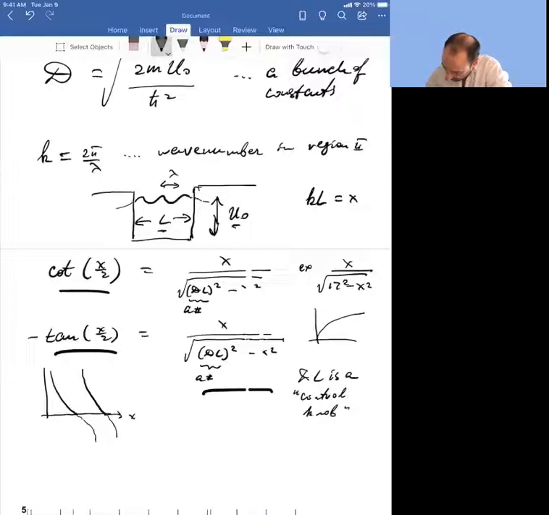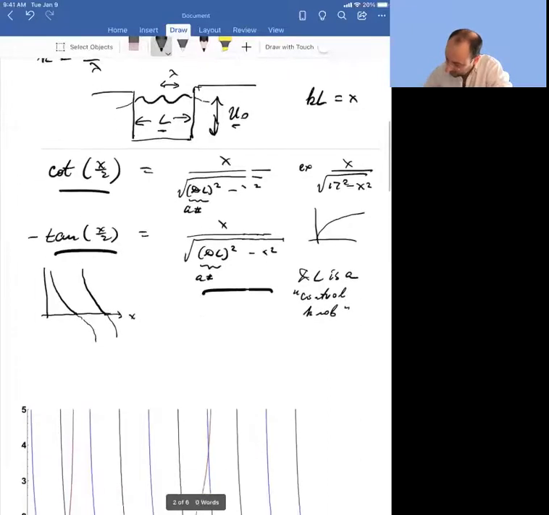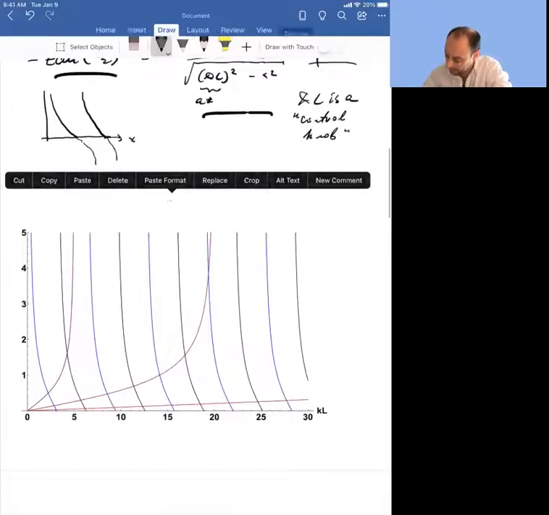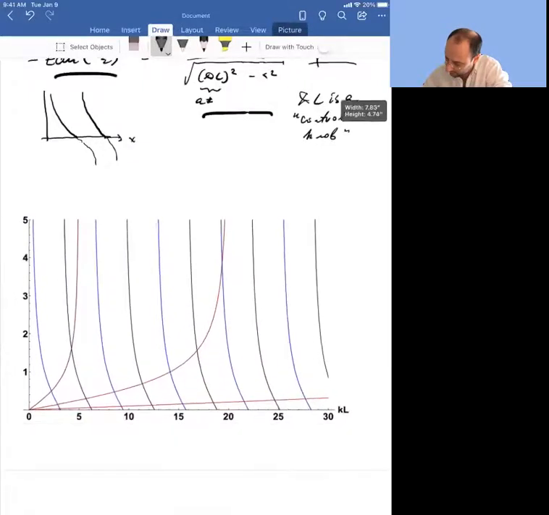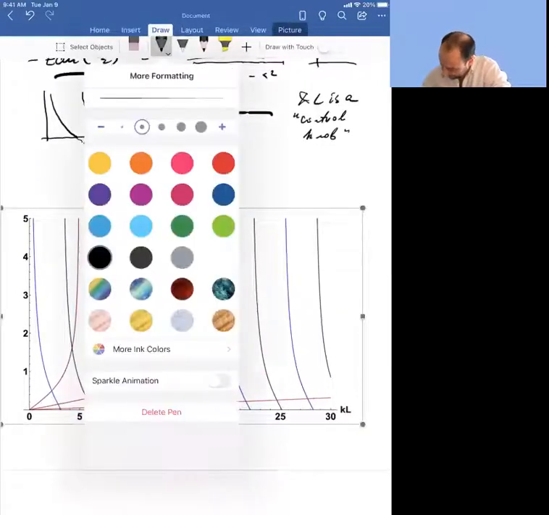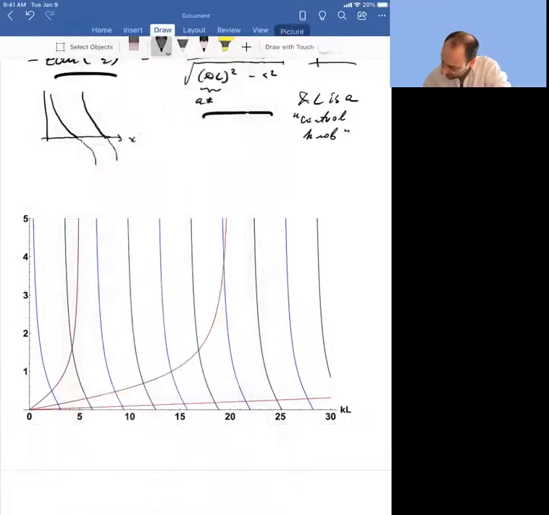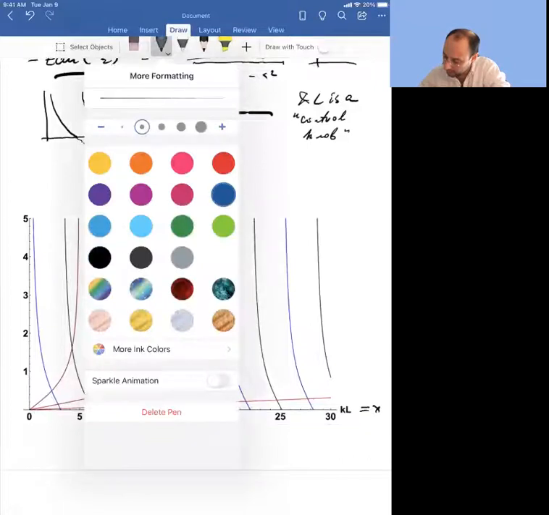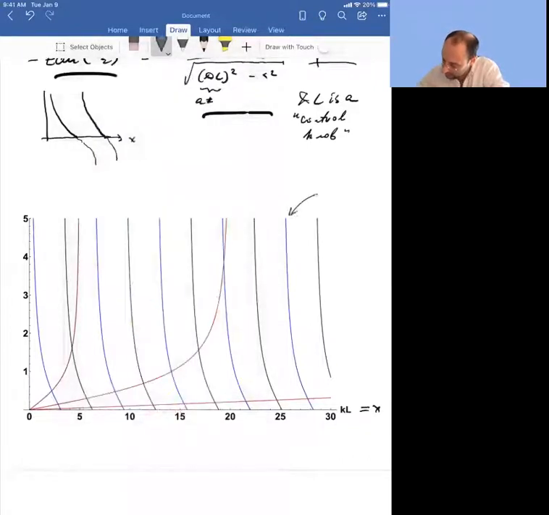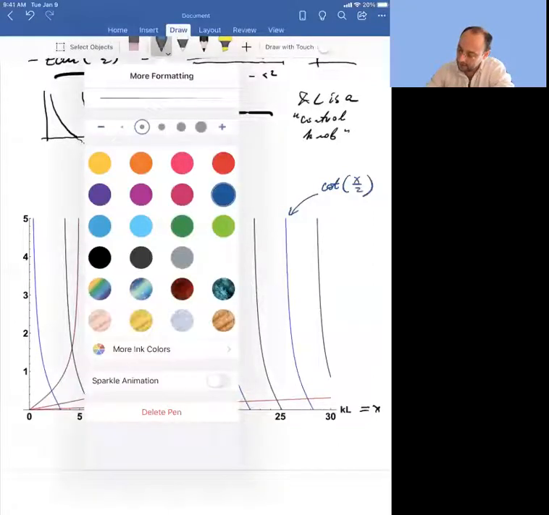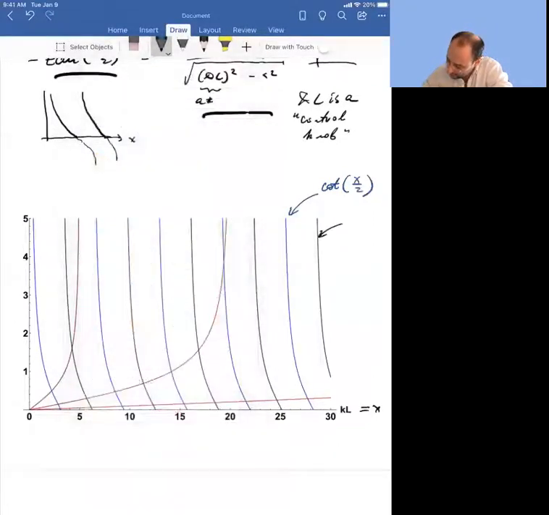Okay, so that's what these graphs look like. Let me make them a little bit bigger for you. Now KL is what I call X, right? So this is X. So what am I plotting? The blue right here, this is cotangent of X over 2. The black is minus the tangent of X over 2.